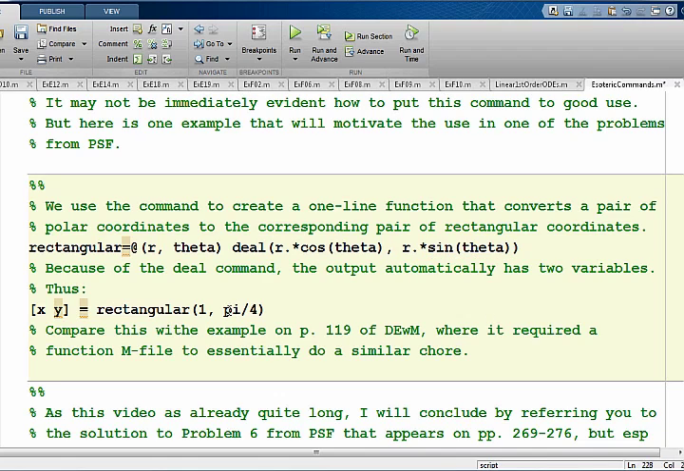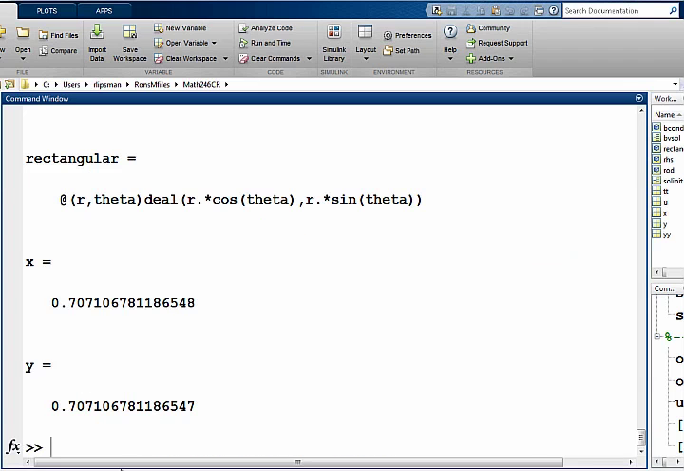So just to illustrate, here I'm going to compute the rectangular coordinates of 1 and pi over 4. That's on the circle of radius 1 at an angle 90 degrees. Should be 0, 1. Let's see. Run the section and look in the MATLAB window. Pi over 4, 45 degrees, right? So there's my function, defined via deal, and here's the conversion of 1, pi over 4 in polar coordinates to rectangular coordinates. It's basically the point square root of 2 over 2 in both x and y coordinates.